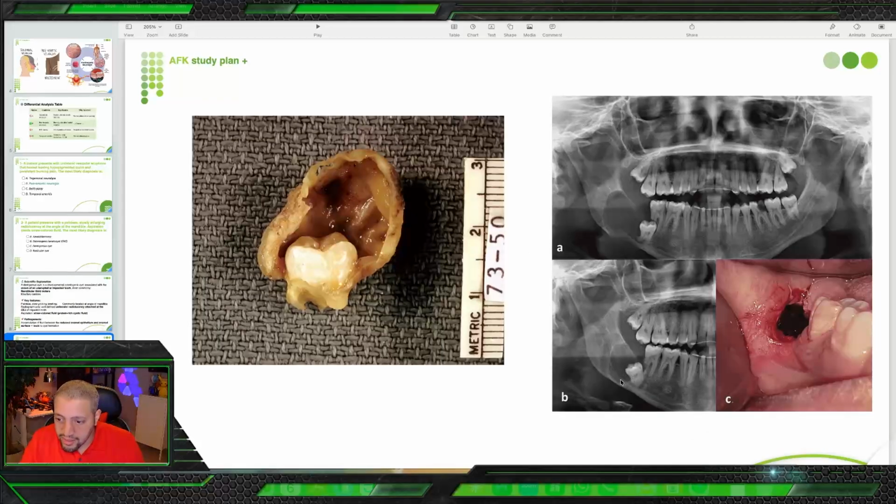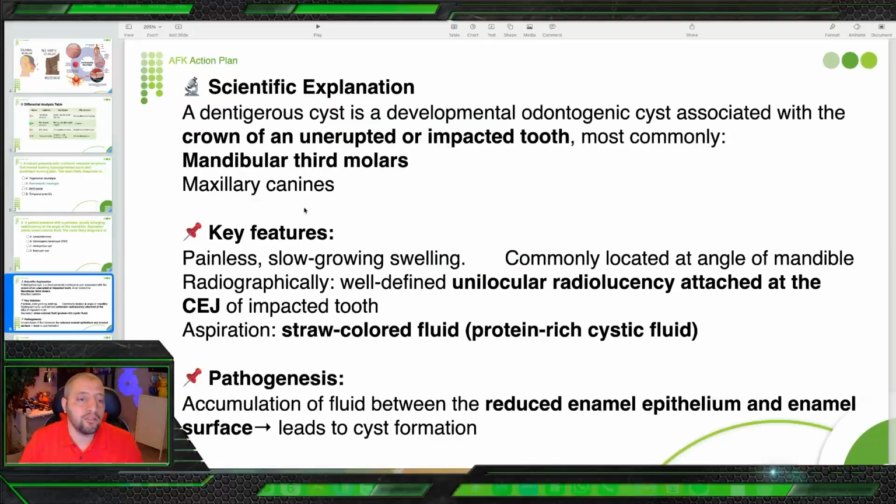Why? Because you can see the lesion, it's a lucency at the crown. If it's at the canine here, how do you consider it to be dentigerous or AOT, adenomatoid odontogenic tumor? What do you think about it? Let's see, because this is very important information I would like you to understand.